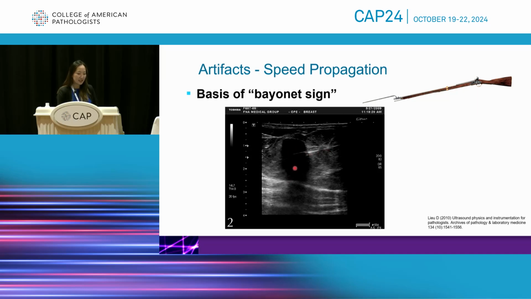So because this lesion is anechoic, it's cystic, it has a different intensity than the surrounding tissue, the way the machine processes things is going to make that tip of the needle look closer than it actually is. And it's actually a very helpful sign, because if you see this bayonet sign, you know that your needle is in the lesion, right? So it's actually a helpful sign. And it's just kind of fun to see your needle kind of bend when you put it into a cystic lesion. So some of our artifacts actually can be helpful for those of us who do biopsies.